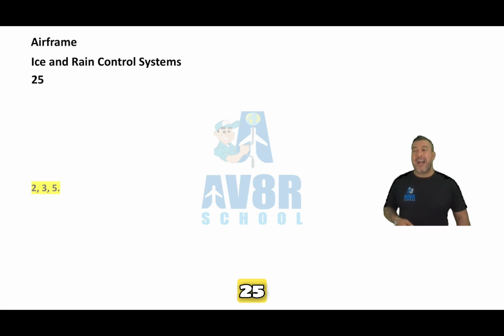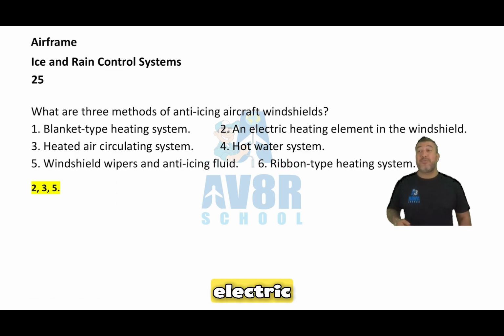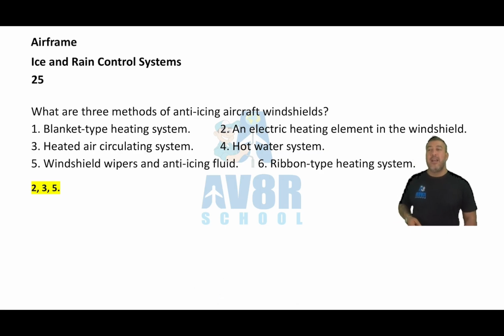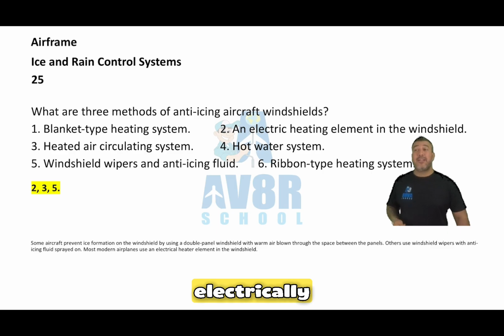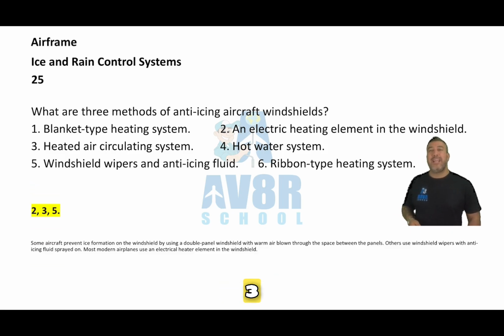Number 25, 2, 3, and 5. So there are three methods of anti-icing an aircraft windshield: an electric heating element on the windshield, a heated air circulating system, and windshield wipers or anti-icing fluids. 2, 3, and 5.